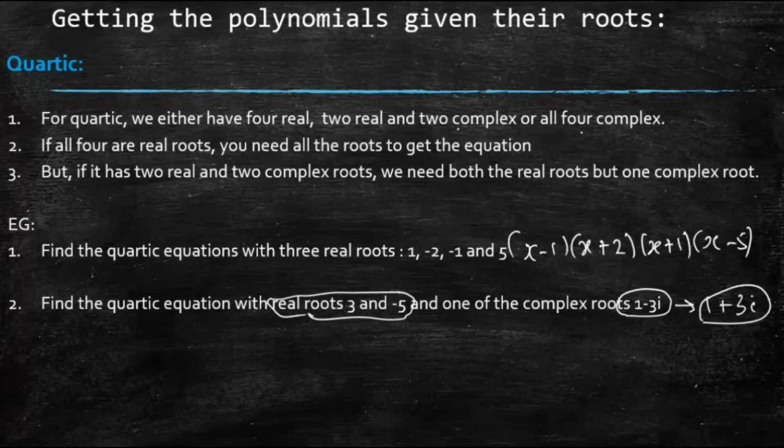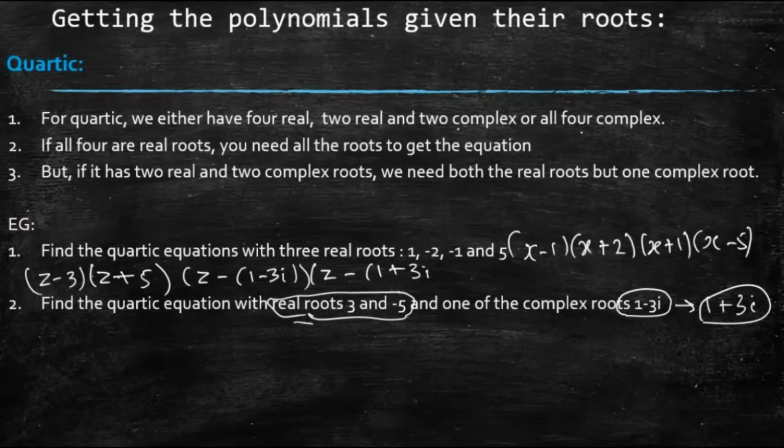Now you have 4 roots, 1, 2, 3, 4, and you can use this technique as z minus 3 times z plus 5 in this case, and these two can be simplified to a quadratic, and the next part can be simplified together as another quadratic. Then you need to multiply both the quadratics together to get the quartic.